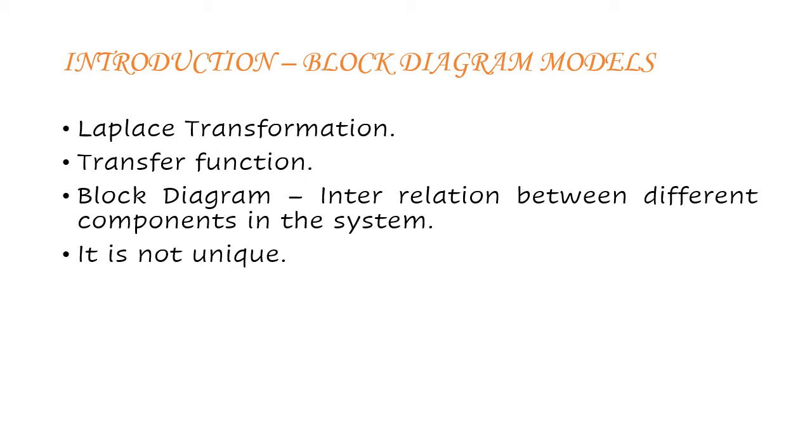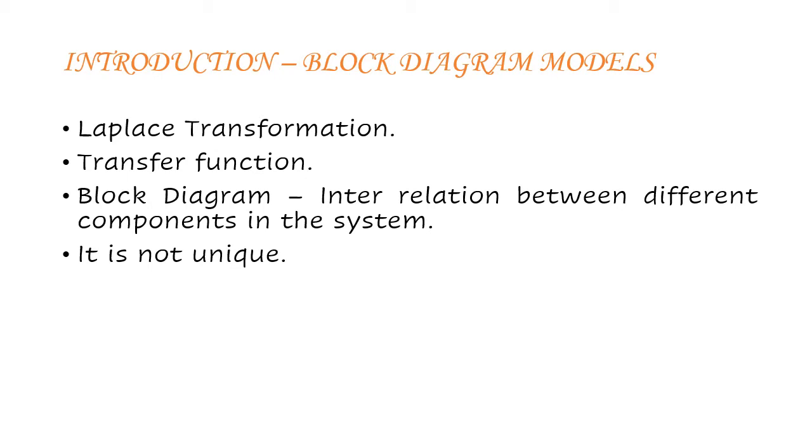So this transfer function, we represent it in the form of a diagram which is called as block diagram. So block diagram gives you a pictorial representation of the interrelation between the different components in the system. And these block diagrams are actually unidirectional operational blocks which represent the transfer function of the variable under consideration. And this block diagram for a given system is not unique. That means we can have different block diagram representation for a given control system.